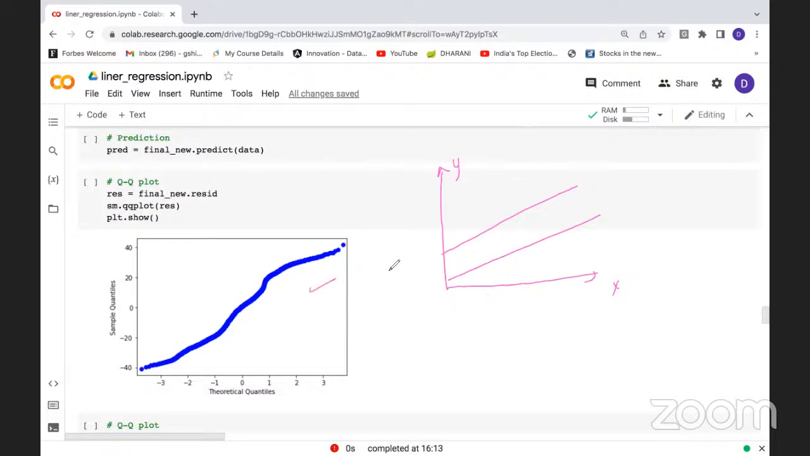So the QQ plot is something very, very important. Errors should be normally distributed. Errors should not have the heteroskedasticity problem. Errors should be independent. So checking all these will make our model a good model.